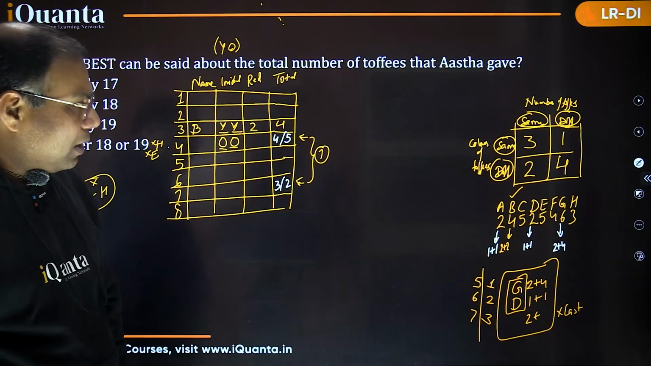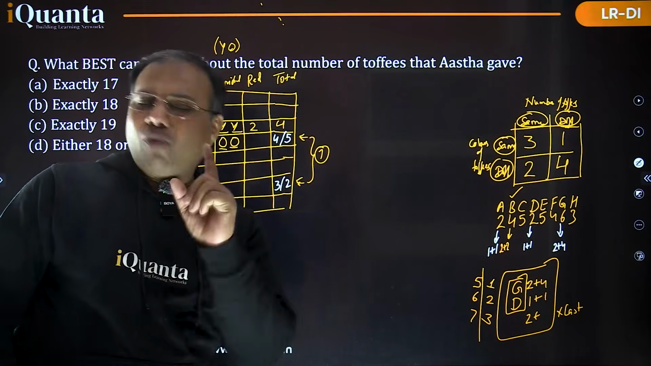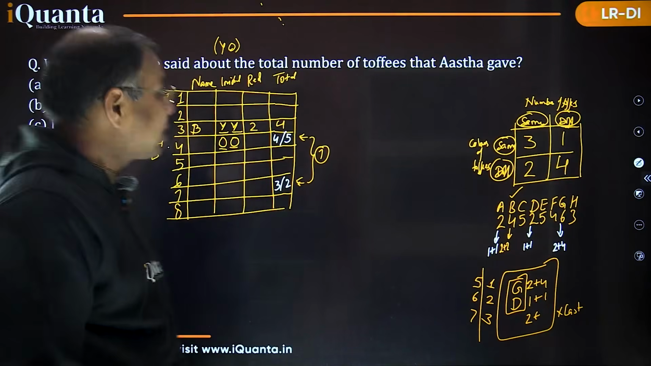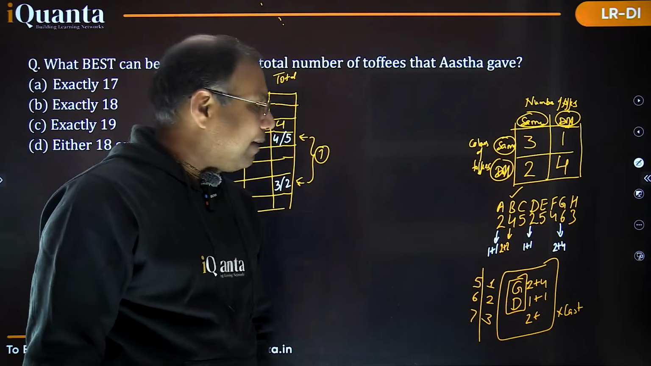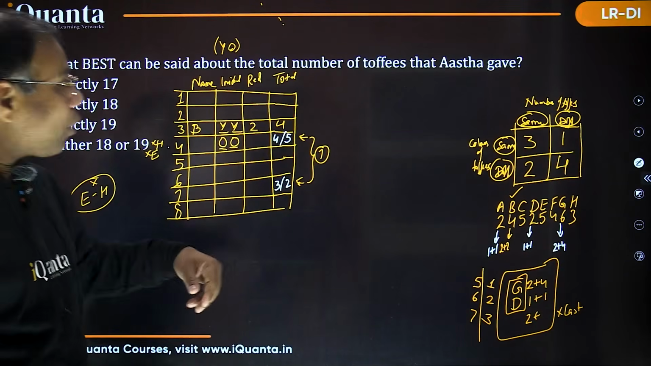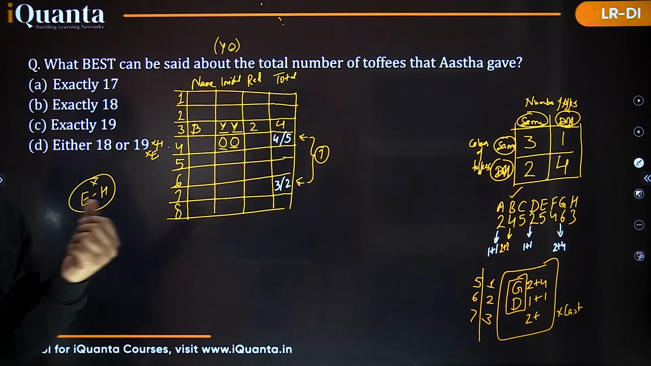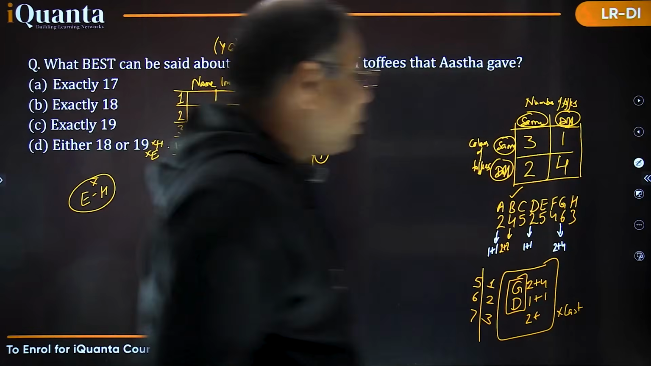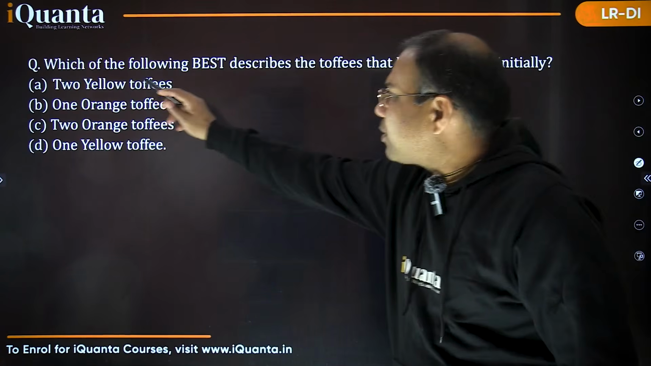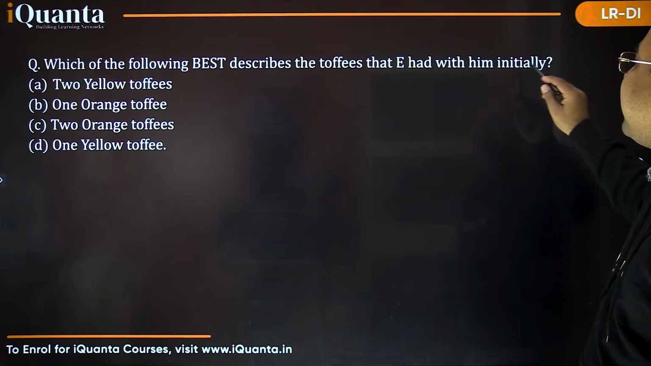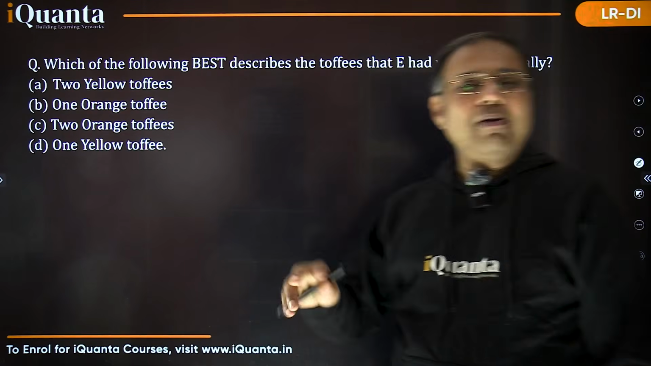We can go accordingly. Okay, before checking these cases, let's check the questions, as I was telling you, that is there going to be only one case, or we need to check both the cases, right? That will give some hint. So first question says, what best can be said about the total number of trophies that Astha gave? That means the number of red trophies being distributed, right? Now we can see the options. So 17, 18, 19, 18 or 19. Now it is suggesting that 2 possible cases may be there, right? So we are not sure. So yes, we need to check the cases, right? Let's see the next question also. Which of the following best describes the trophies that E had with him initially? Now you can see there is only a fixed answer, right? So that means for E, certainly we are going to have exactly fixed case.